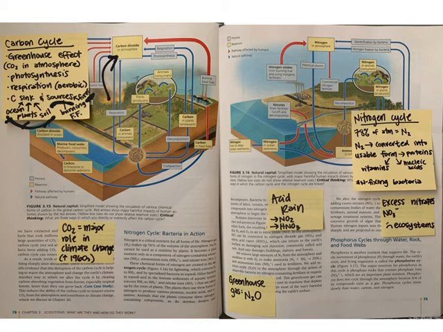Next up, we have the nitrogen cycle. So this one might be kind of new. Know that nitrogen makes up the majority of the atmosphere. So nitrogen gas, N2, makes up a lot of our atmosphere, 78%. And we can't use this nitrogen gas. It's not considered a usable form.